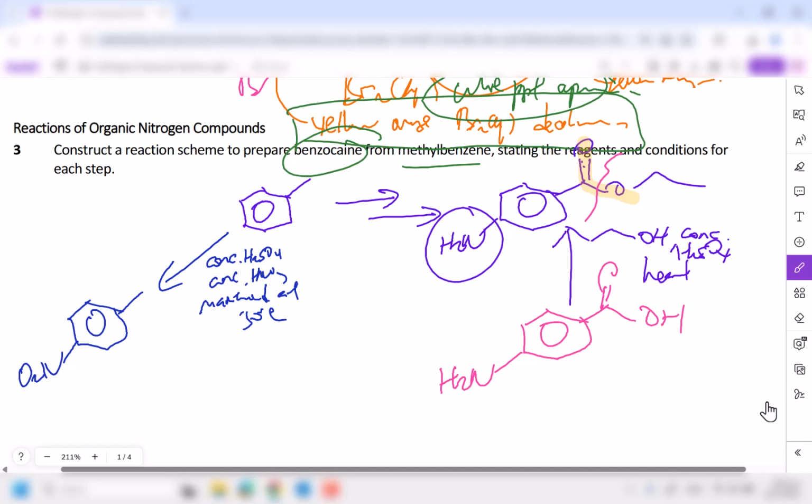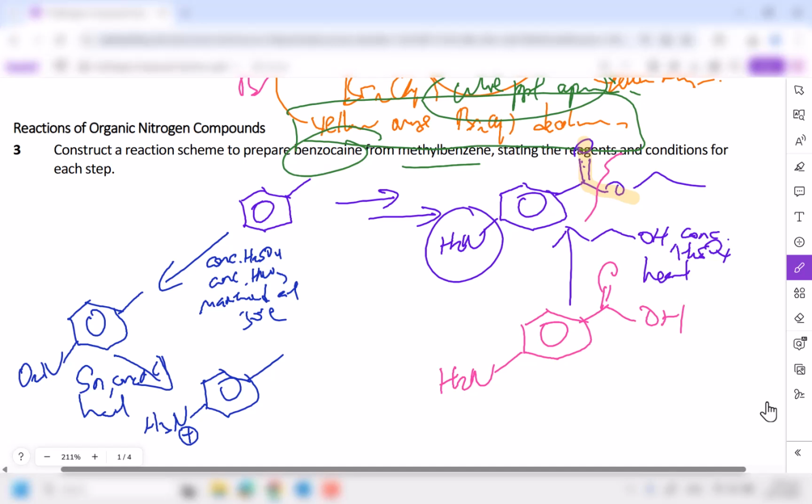Okay, from here, I think what we're going to do next is reduce the NO2 into NH2. We're going to use the usual condition that we learned: tin in conc HCl and then heat. Because we have not added any base, we're expecting the NH2 to be protonated, so NH3+ and then a CH3 group.